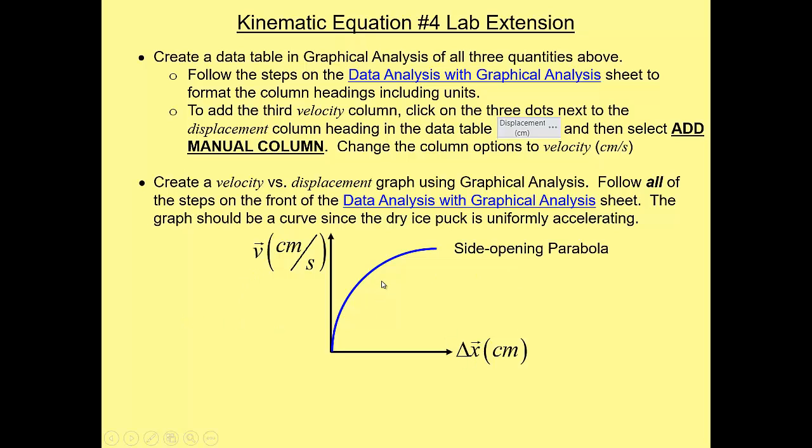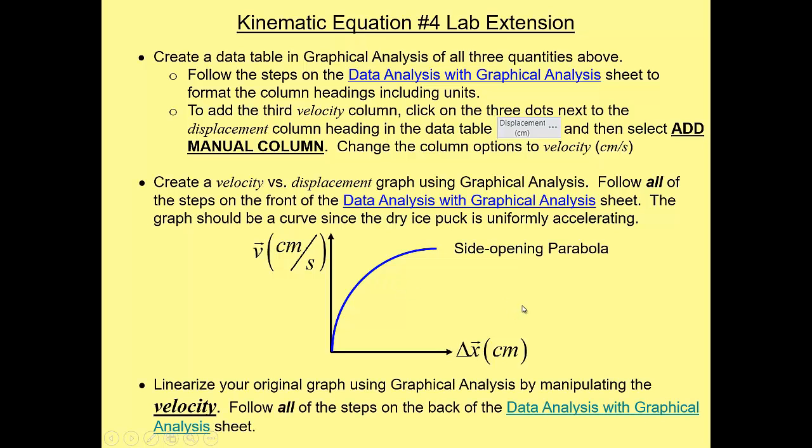Well, you'll notice here that it's a curve. And since it's a curve, what do we do? We linearize. So I now want you to create a linearized graph of this. Now, how do we linearize? We do that by manipulating one of the variables. 3 choices we usually see: squaring, square rooting, and inverting, 1 over.